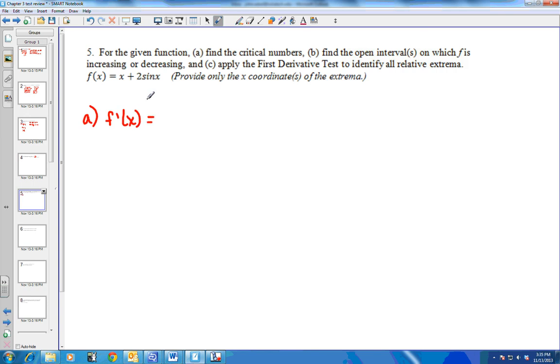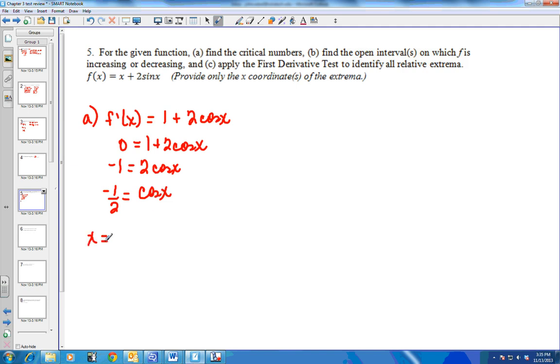So f prime of x, the derivative of x is 1, plus the derivative of 2 sine x is 2 cosine x. I need to set this equal to 0, and now I'm going to solve this. Okay, subtract 1 from both sides. So negative 1 equals 2 cosine x. Now I'm going to divide by 2. So I have negative 1/2 equals cosine x. So I need to figure out at what angle is cosine negative 1/2.